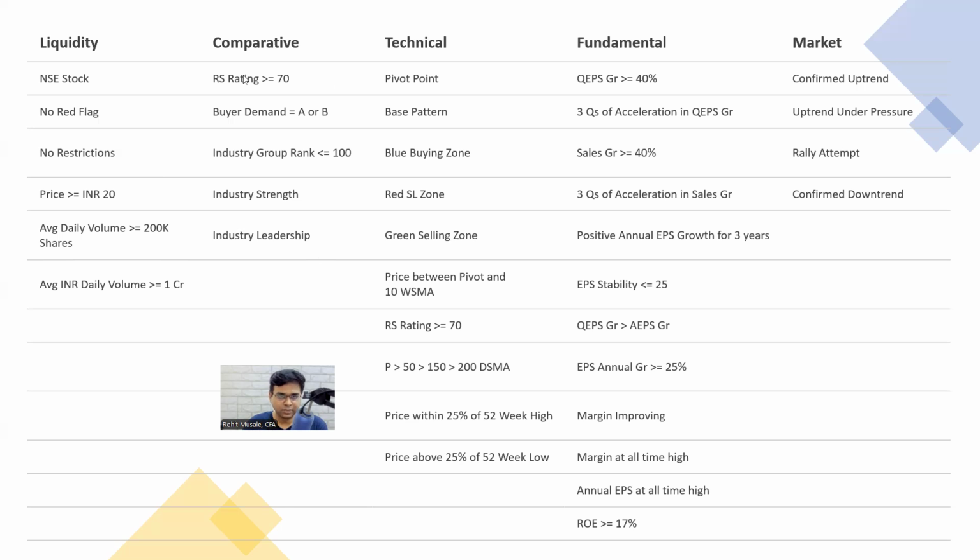Comparative also, we have discussed. The relative strength should be more than or equal to 70, preferably more than 80. Buyer demand should be A or B, preferably A. Industry group rank should be less than or equal to 100, preferably less than or equal to 40. Industry strength, the industry group rank should be improving from 6 months ago. And the stock should be a market leader in that particular industry group. Leader in terms of sales growth, EPS growth, ROE, margin, and relative strength.